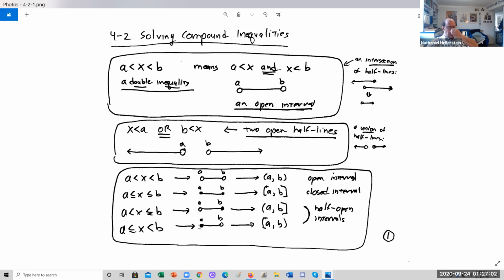Then there are these mixed ones, half open intervals. A less than X less than or equal to B. It includes B but not A, so it's round bracket A to B square bracket. A less than or equal to X less than B. It includes A and not B, so it's square bracket A to B round bracket.